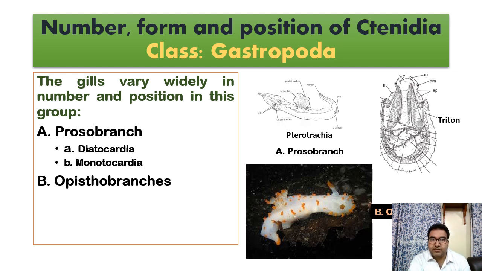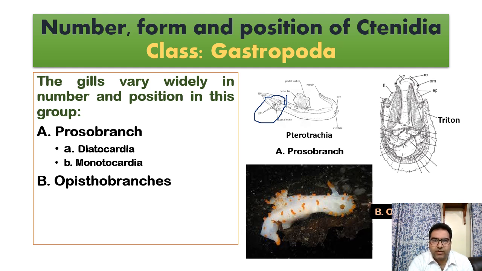What prosobranch means is when the ctenidia lie in front of the heart. Here I will just try to show you that these are the gills, and they are just in front of the heart. So when the gills are in front of the heart, they form the prosobranch. In this category, we have the diotocardia, and we have the monotocardia. In the diotocardia, the arrangement is the most primitive. The gills are two here.